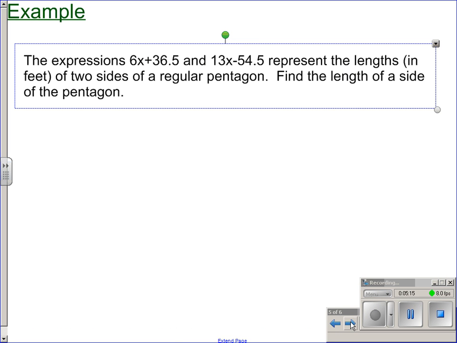Okay, well, let's do this one now. We'll do it real quick. The two expressions represent the lengths in feet of two sides of a regular pentagon. Trying to get rid of this blue dot. That's awesome. We'll leave it on there. It's a regular pentagon. That means all the sides are the same, all the angles are the same. So the question is find the length of a side. If all the sides are the same, and these represent lengths of the sides, those two are the same. So we're just going to set them equal to each other, and we're going to solve for x.